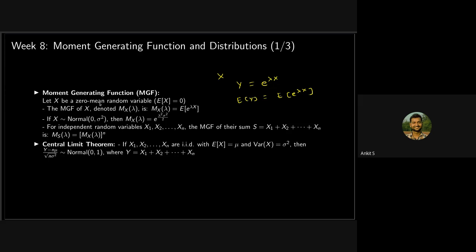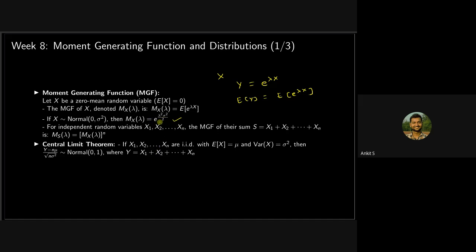So we have x, a zero mean random variable, and the mgf of x is denoted Mx(lambda). It is equal to the expected value of e raised to the power lambda x. For a special case, when x is normal with mean 0 and variance sigma squared, its mgf is equal to e raised to the power lambda squared sigma squared by 2. So it had some significant importance, that's why this is being mentioned here.